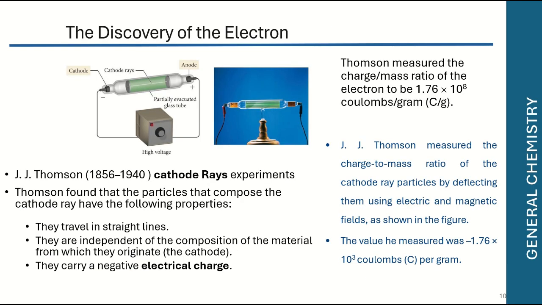So Thomson, when he used the cathode ray experiment, found that the particles that compose the cathode ray have the following properties. They travel in straight lines. They are independent of the composition of the material from which they originate, the cathode. They carry negative electrical charge. Okay, so Thomson measured the charge-to-mass ratio of the electron to be 1.76 times 10 to the 8 coulombs per gram.